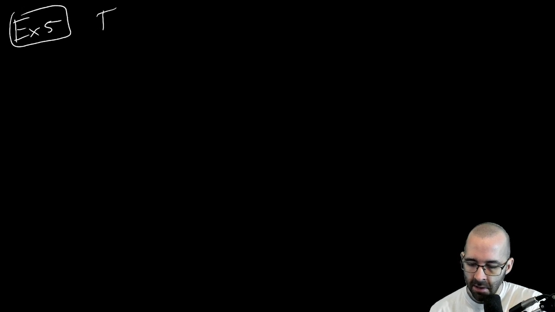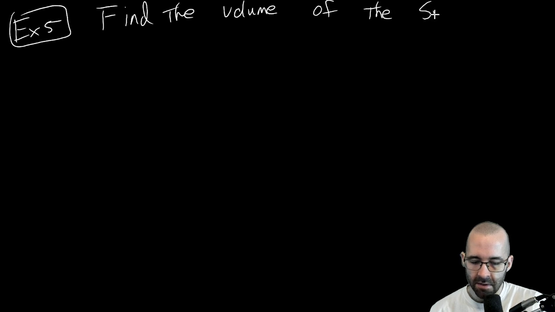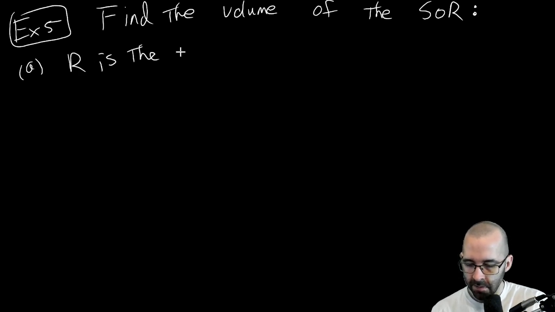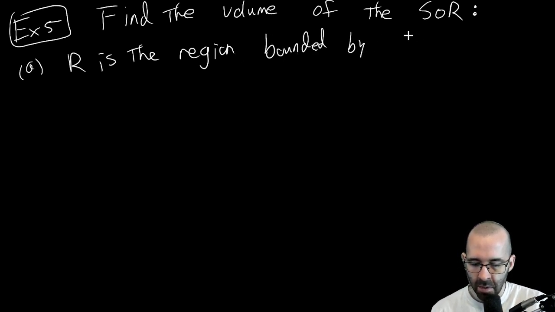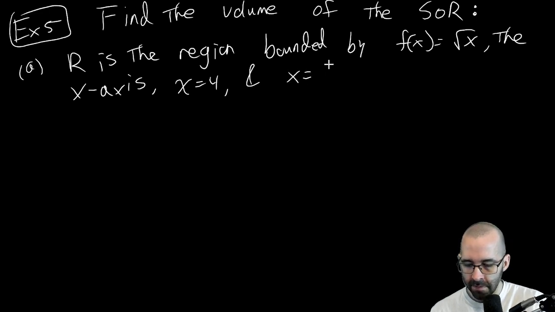Example 5. Find the volume of the solid, not surface, of revolution, where in part A, R is the region bounded by the square root of x, the x-axis, the lines x equals 4 and x equals 1, and rotate about the x-axis.